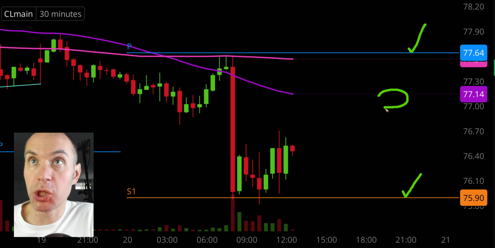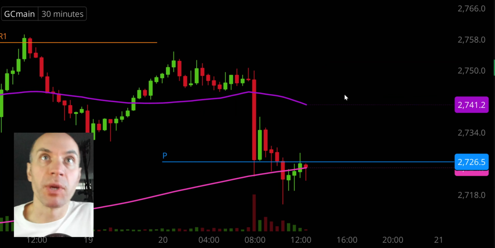So it just becomes a question of who's ultimately going to win this sideways battle. Do the bears win with a push to the downside? Do the bulls win with a push to the upside? We shall see what happens. Next one here, looking at GC.